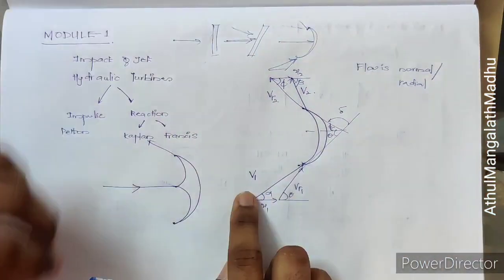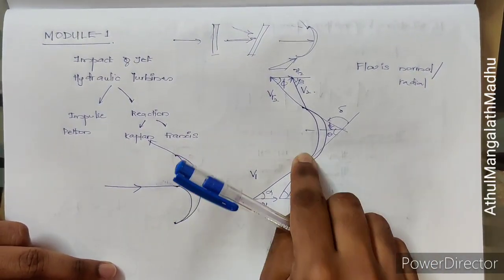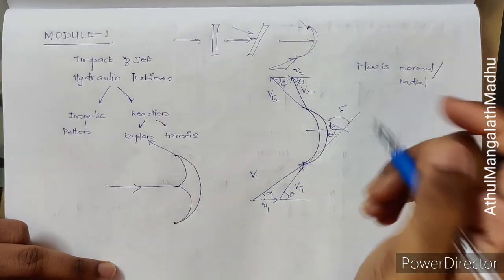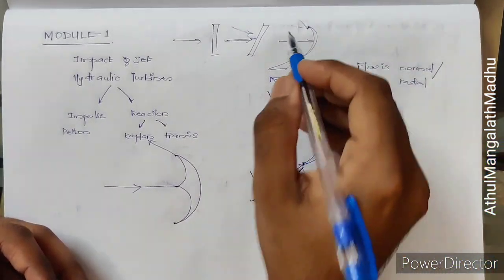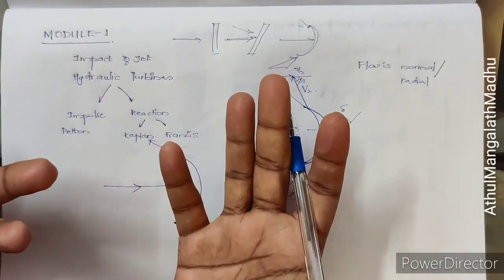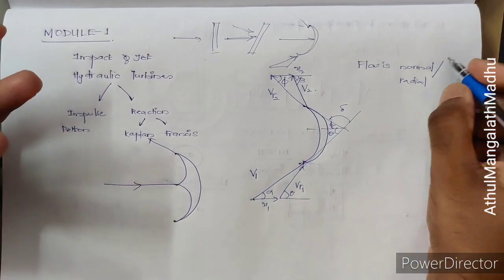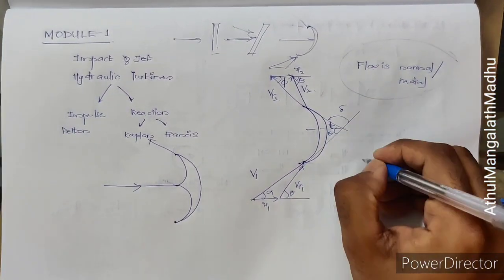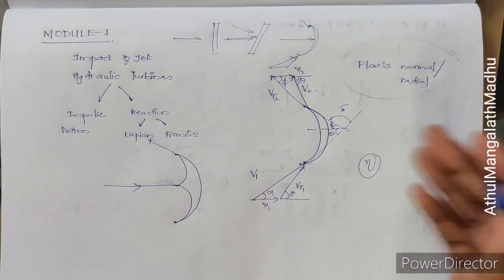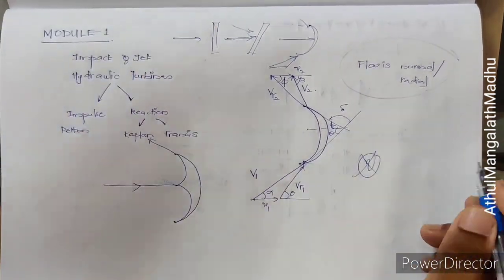If they say that the flow is normal at the inlet, what happens? Your VR1 will be like this, perpendicular to that. At the same time, if the flow is radial at the outlet, you have the exit like this. So you have to modify as per your question. We have already discussed what normal and radial mean. Keep this in your mind, along with the equations to find the efficiency. There are different efficiencies that you know, the manometric efficiency.